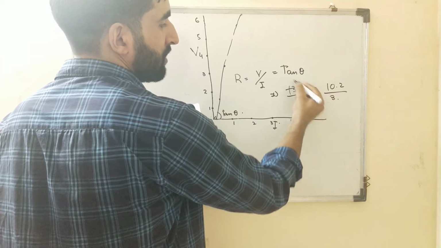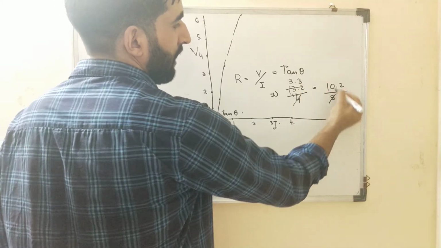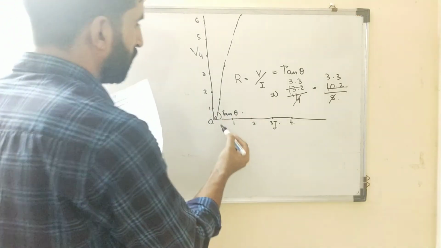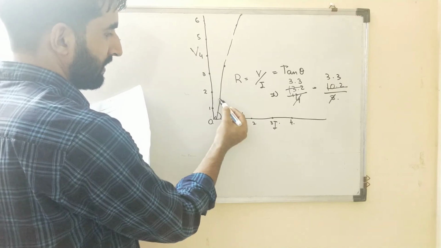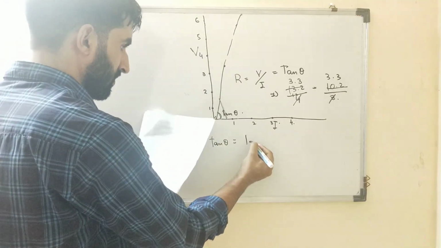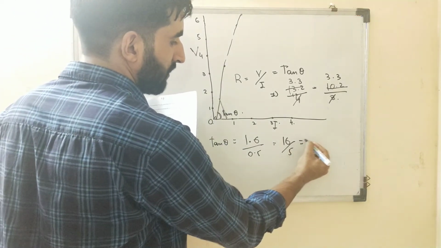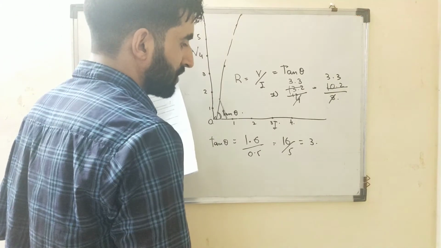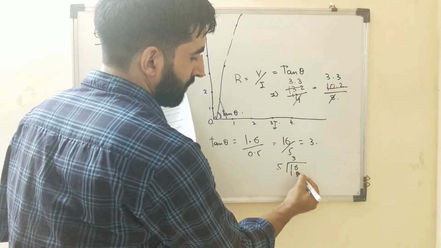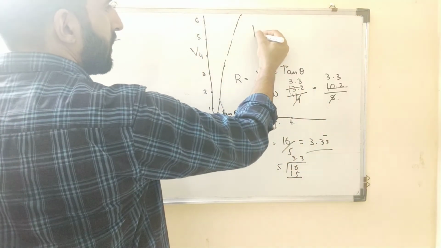So if you see, 4 3s are 12. So this will be equal to, here also 3.3 will come. So if you take 1.6 here, if you find tan theta here like this, tan theta will be equal to 1.6 divided by 0.5, and that will be equal to 16 divided by 5. 5 3s are 15, so this will be equal to 3.33. So the answer is 3.33 or 3.3. So resistance will be equal to 3.3.